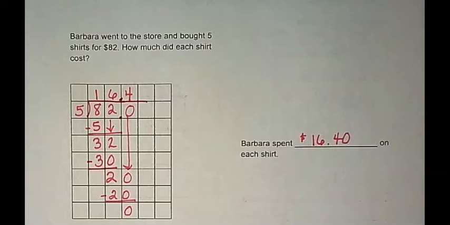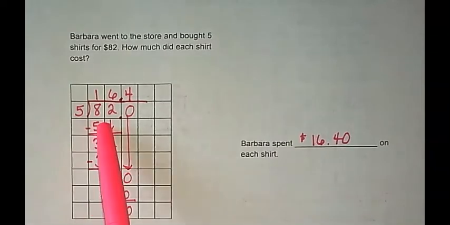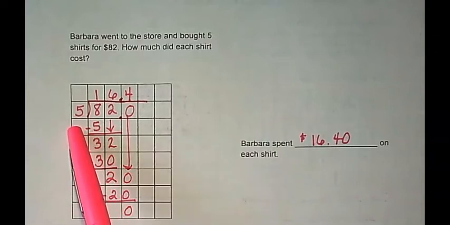Now we're going to apply our division skills that we've been working so hard on to some practical applications. So here's the situation. Barbara went to the store and bought 5 shirts for $82. How much did each shirt cost? So she spent a total of $82 and she got home with 5 shirts. So in order to find out what one cost, we're going to take our $82 and divide it by 5.